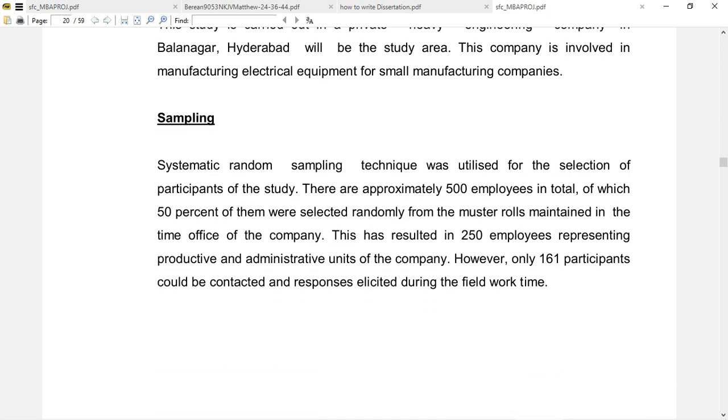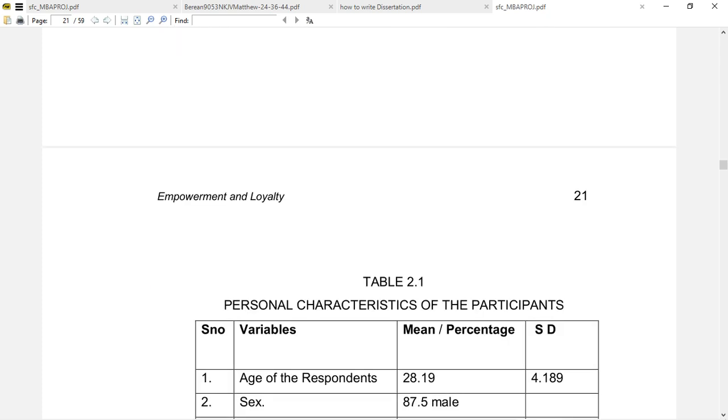Followed by the sampling. See how carefully I have mentioned the type of sampling. Then how did I select the universe, identified the universe. Then how did I select the type of respondents, and finally how did I choose my sample size. So this is how systematically, step by step, one by one, it has to be presented.